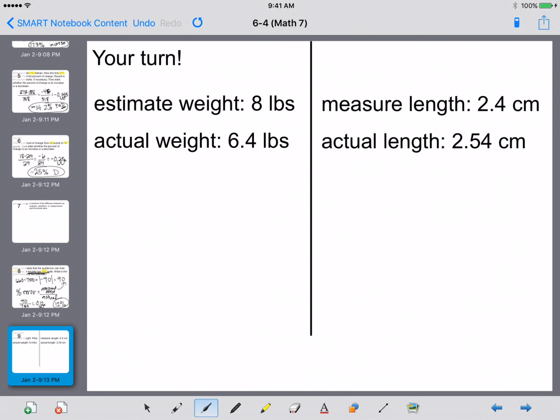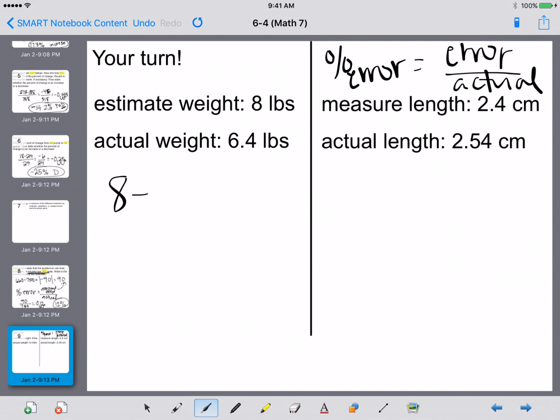Try these next couple on your own. So don't forget the percent error equals the error over the actual. Star it, highlight it, write it somewhere where you're going to remember it.